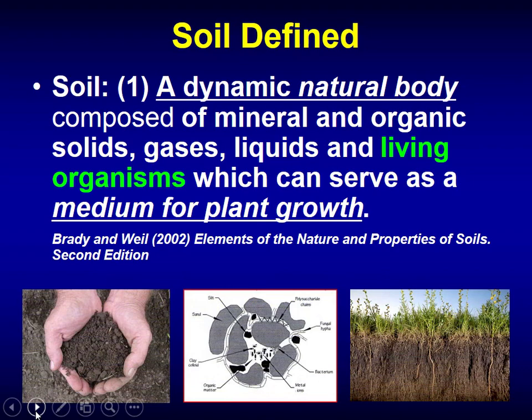Whenever I talk about soils and soil fertility, I like to start out with a general definition of what soil is. This comes from a classical soils text that we used when I was a graduate student at Ohio State University in the early 1990s, Brady and Weil. A soil is a dynamic natural body composed of mineral, inorganic solids, gases, and liquids. A lot of times when we think about soils, we think about sand, silt, and clay. Everybody probably remembers that classical triangle; the proportion of sand, silt, and clay is how we determine the texture of a soil. That's important, but what's more important is what comes next: living organisms.